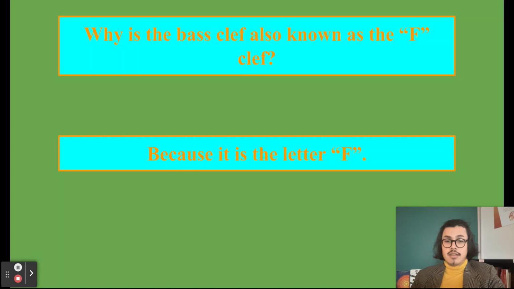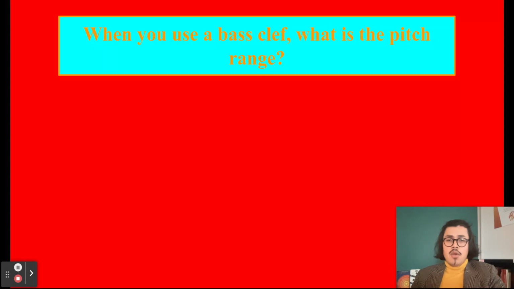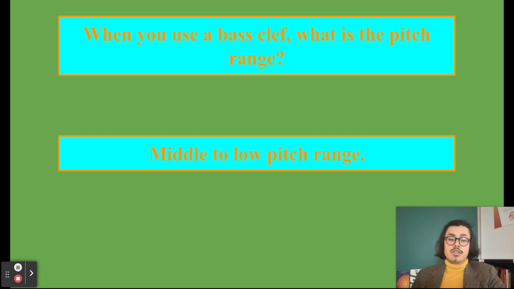Yes, it is literally the letter F written in cursive. And by the way, you'll notice that the line that runs through those two dots of the F clef is also the F line. When you use the bass clef, what is the pitch range? Correct. Middle to low pitch range. Bass clef, so it's going to play the bass notes.